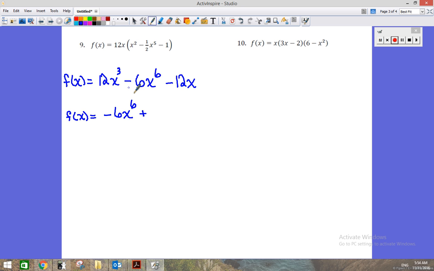I do not have to fill in the zeros. If I were doing synthetic division, I would then write it 0x to the 5th and 0x to the 4th and so on. Any missing terms, I would use zeros as placeholders if I'm doing synthetic or long division. But here, and just writing it in standard form, you don't need to do that.